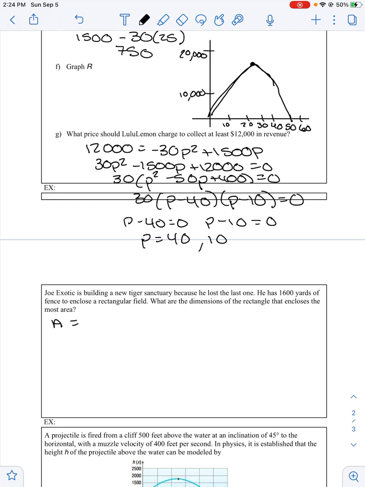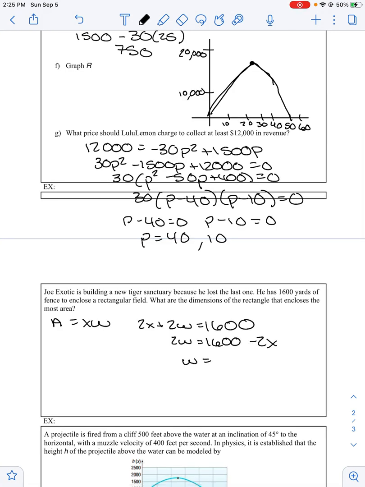So we're talking about area. So we have A equals x times w. And we know that the perimeter, so the amount of fencing, is 1,600. And so to find perimeter, you get 2x plus 2w equals 1,600. I'm going to solve for w. So 2w equals 1,600 minus 2x. Divide both sides by 2, and plug that in for w in our area equation.